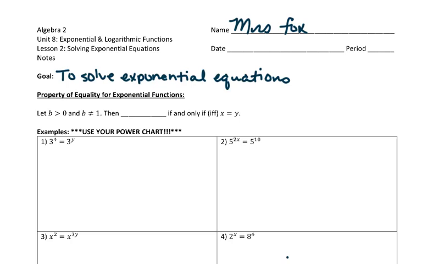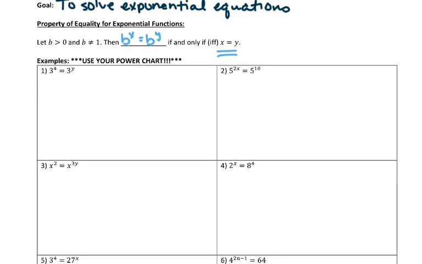But in this case, what we're talking about for the property of equality is if I have the same base, okay, you have b taken to a power of x is equal to the same base but taken to a different exponent, then those exponents have to still be the same. So that's what it says, if and only if x is equal to y. All right, so that's the big thing for today, is that property of equality, because that will help us with solving these equations.